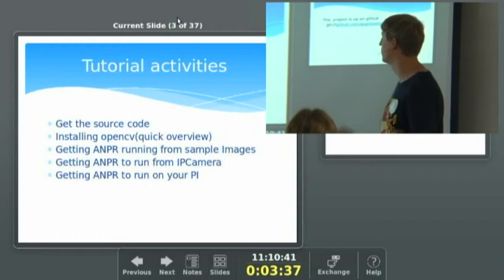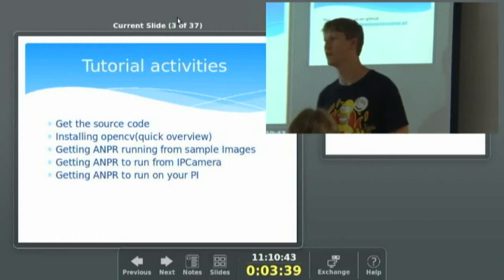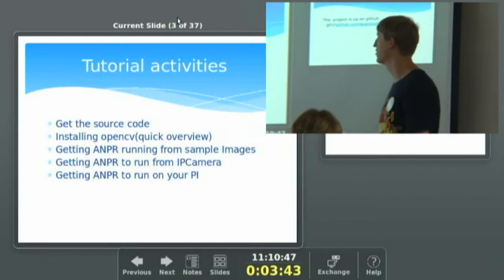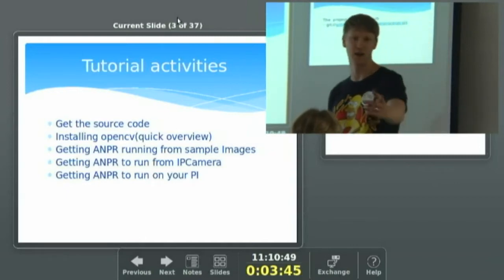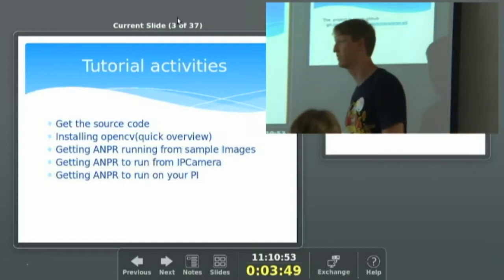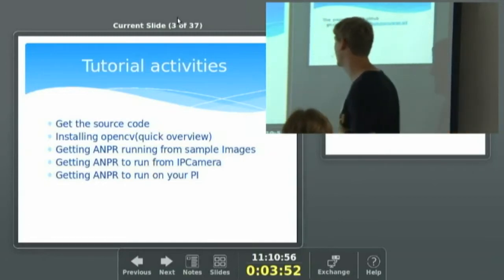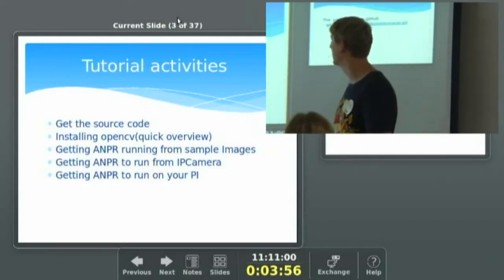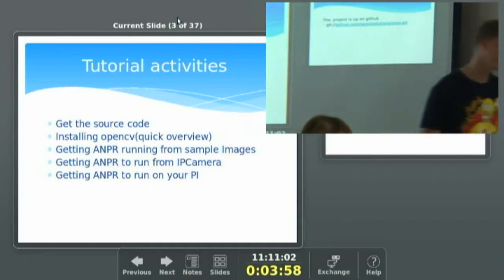Then we're going to start off by getting the ANPR running on some sample images we have. After we've got it up and running, we'll try to access the IP camera that's set up there, pointing at somebody's number plate that I took out of the parking lot. Luckily, I do know the person. And then lastly, we'll try to get it up and running on the Raspberry Pi.